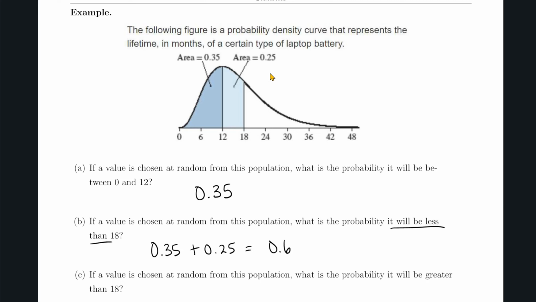Now for the next one, it says if a value is chosen at random from the population, what's the probability it will be greater than 18? Okay, so for our graph given, think what does greater than 18 mean, specifically from what value to what value?